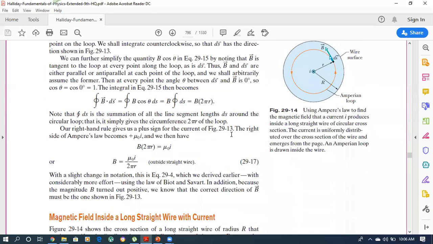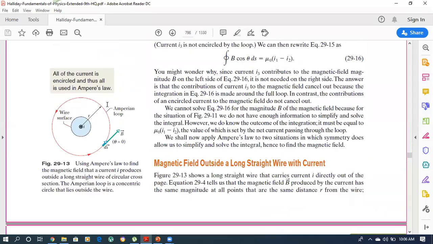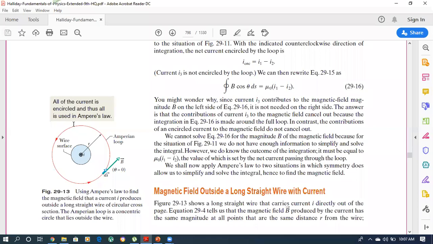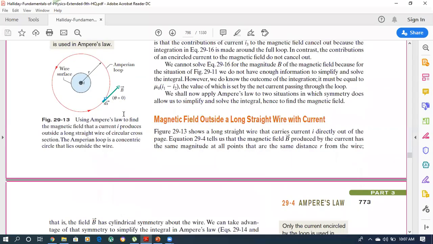Now the different cases are given: magnetic field outside a long straight wire, like in these figures, Figure 29.13 and 29.14. Using Ampere's law to find the magnetic field that a current I produces outside a long straight wire of circular cross section. The Amperian loop is a concentric circle that lies outside the wire.